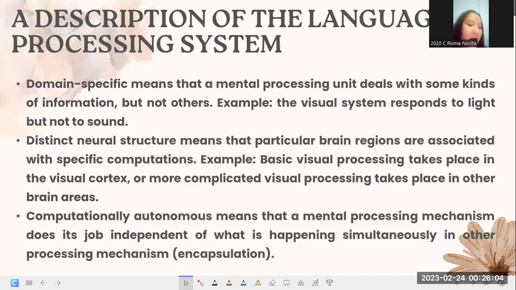The second one is distinct neural structure, which means that particular brain regions are associated with specific computations. For example, basic visual processing takes place in the visual cortex, while more complicated visual processing takes place in other brain areas. The third is compositionally autonomous, which means that a mental processing mechanism does its job independent of what is happening simultaneously in other processing mechanisms, or encapsulation.